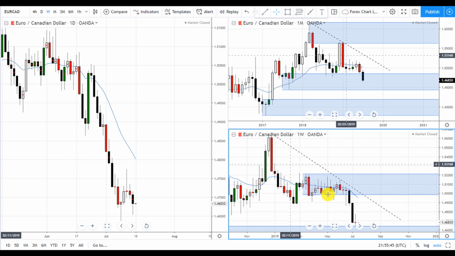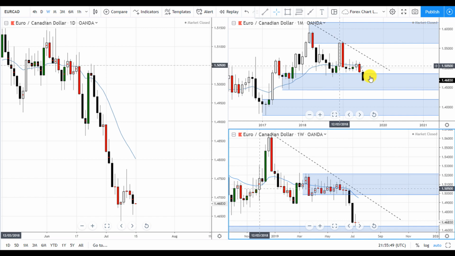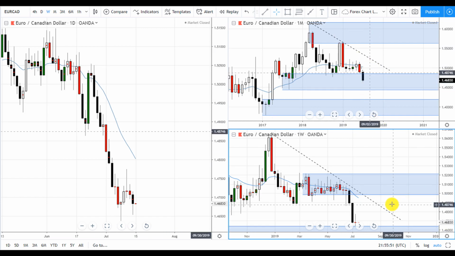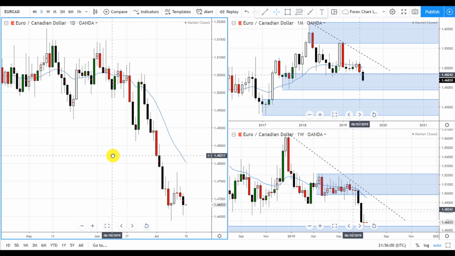So we know it's in a downtrend, but the weekly demand is in control. Monthly demand is in control as well. So we want to sell when we have confirmation up here, right there. Okay, let's take a look at the daily chart.